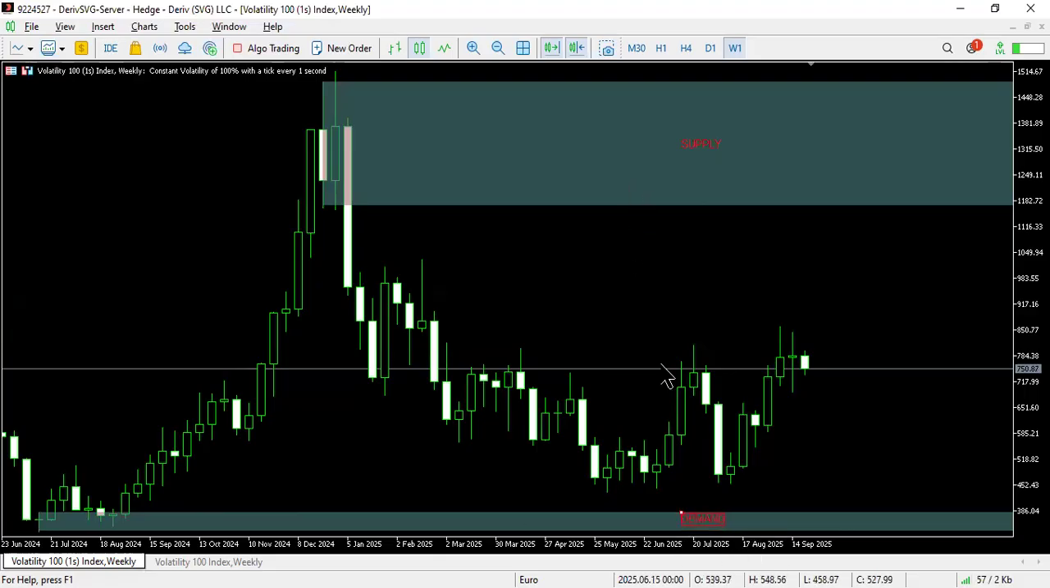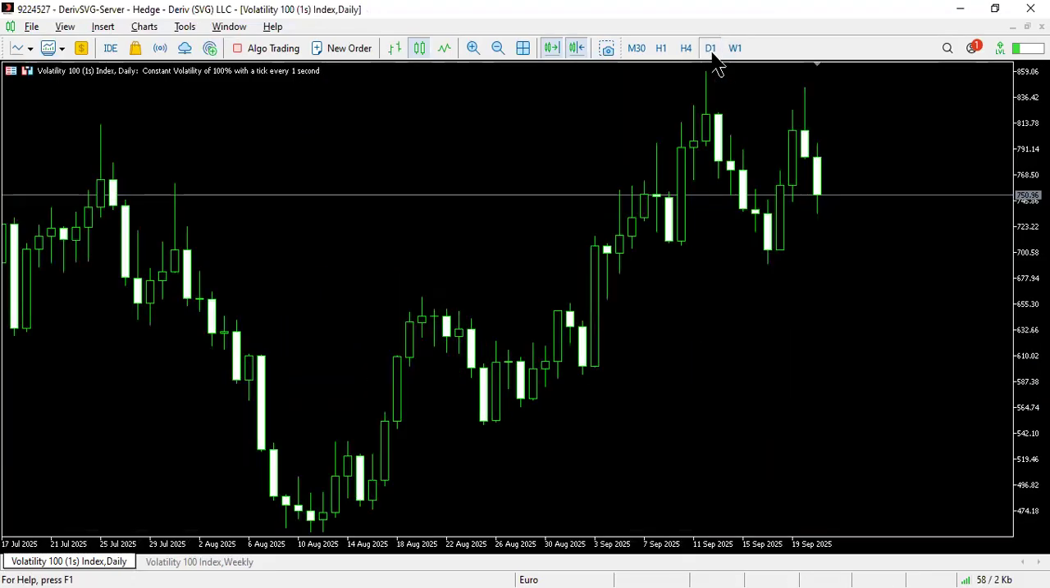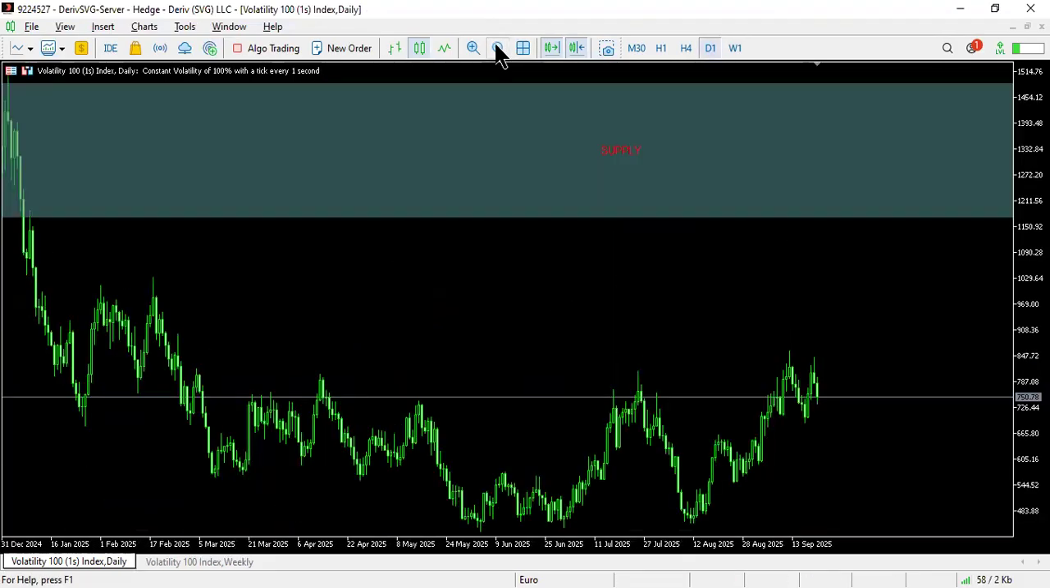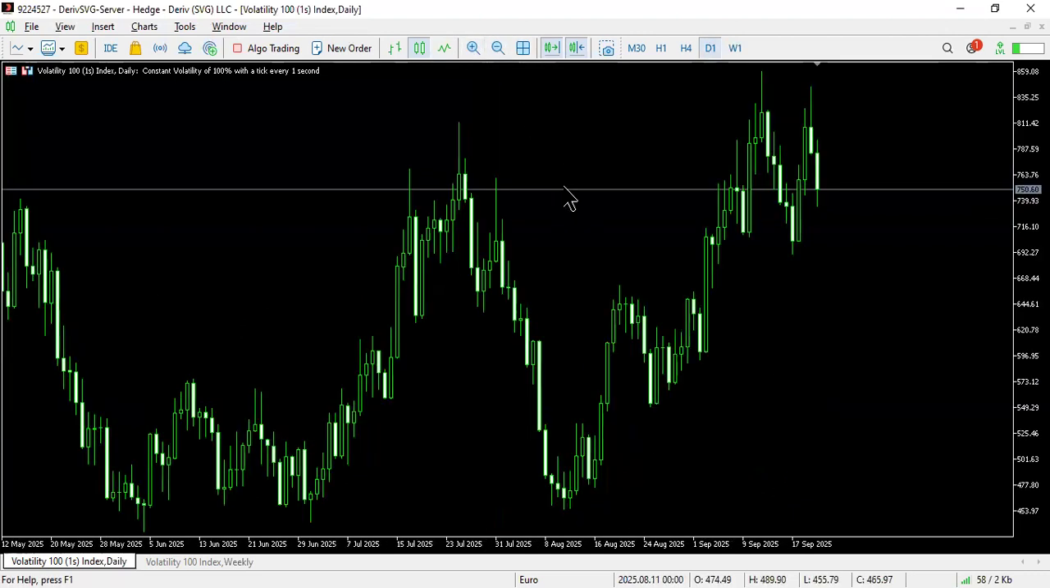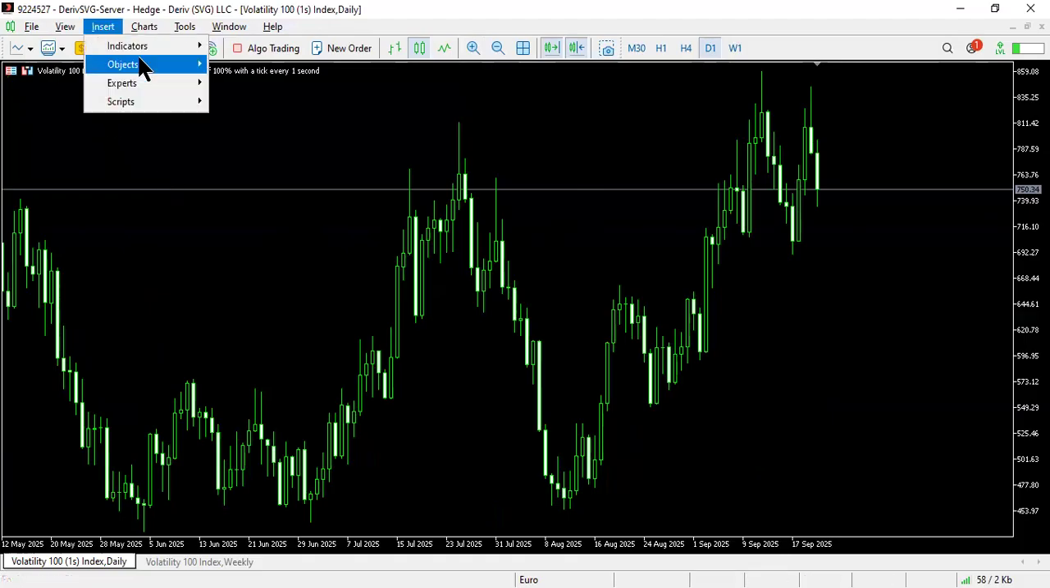Price is moving from supply to the demand. However, it's not yet there. That is all the information we need on the weekly time frame. And then if we go to our daily time frame, so on the daily, we can mark our resistance and support levels.